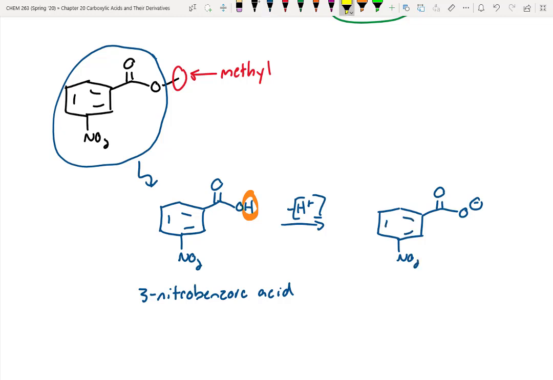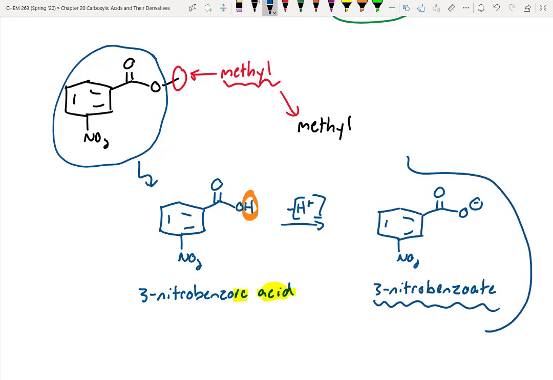Just like before, we want to drop the ic and the acid, and we want to change it to ate. So this would be 3-nitrobenzoate. All right, so now we're ready to go. What I want to do first is add in this group at the beginning. So this would just be called methyl. And then we want a space, and then down here we want to take this part and add it in as our parent. So this would be methyl 3-nitrobenzoate.